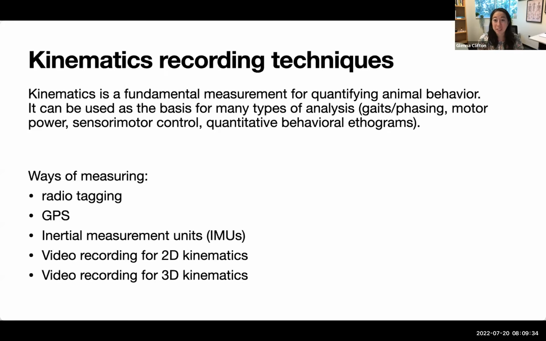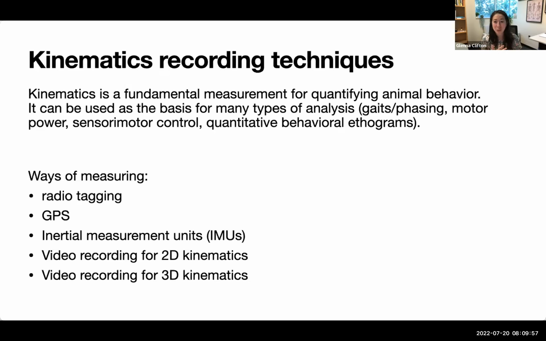Really, it can be used as the basis for extrapolating to lots of other different types of analysis, from looking at the gaits and the phasing of the limbs, if it's a limbed organism, looking at the motor power and the motor coordination, the sensorimotor control, and also looking at ethograms, these behavioral diagrams, quantitatively looking at how these behaviors emerge.